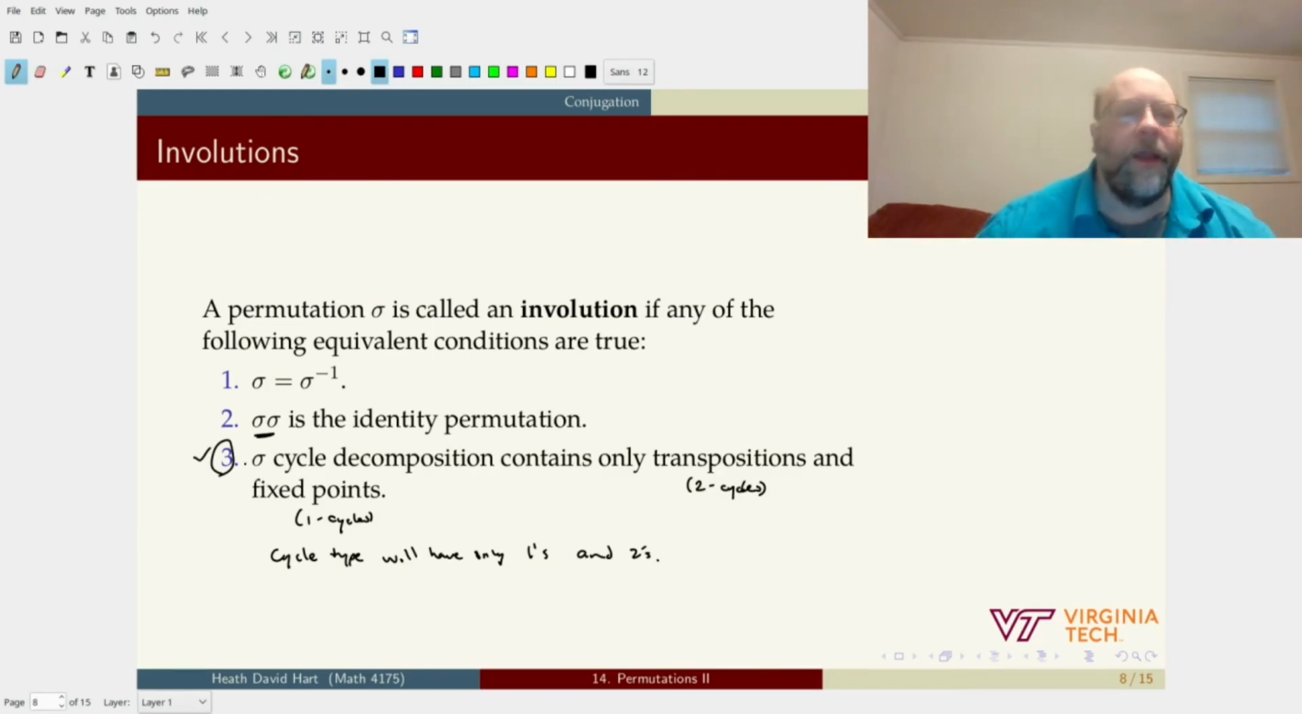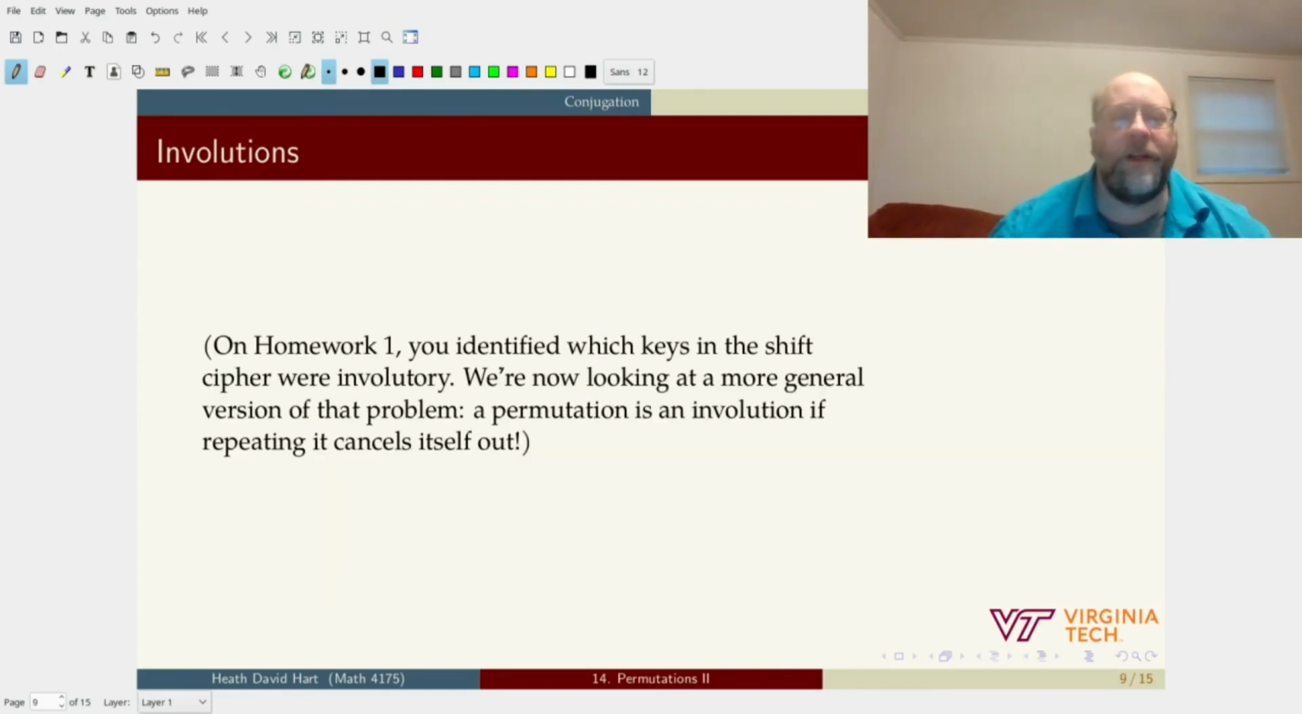So that relates involutions to cycle types. We've seen this word before. On homework 1, we were looking at involutions in the shift cipher, or this is the adjective form, involutory, that 0 and 13 were involutory keys. We're looking at a more general version of that problem. A permutation is an involution if repeating it cancels itself out.